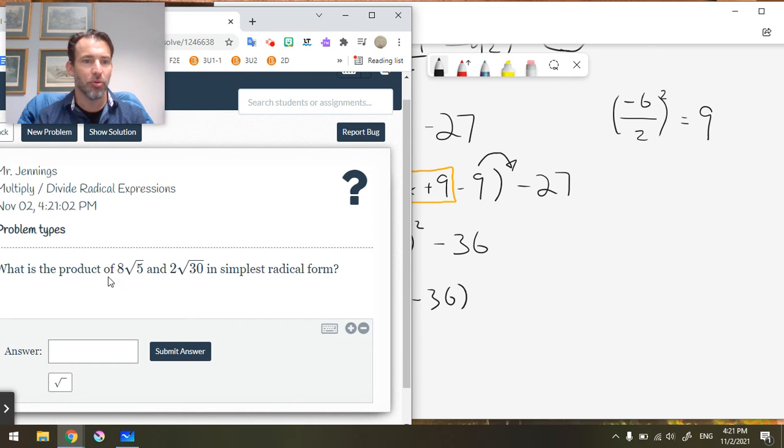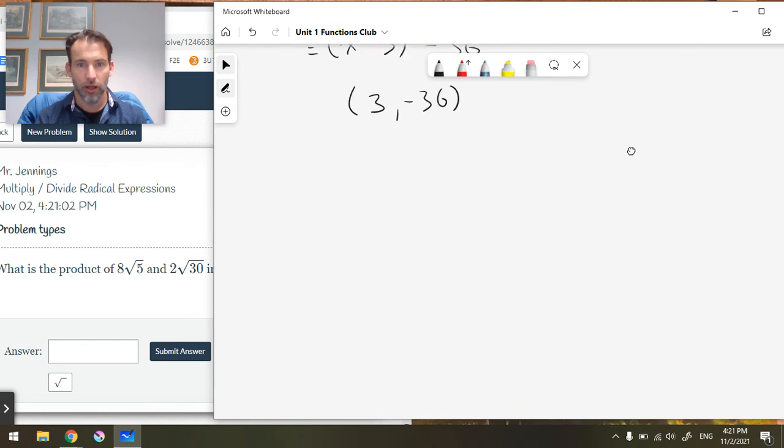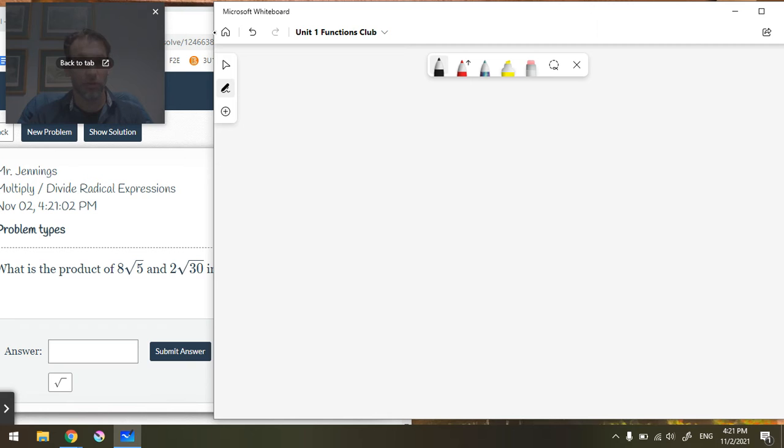Okay. What is the product of 8 root 5 and 2 root 30 in simplest radical form? Well, let's get some more whiteboard here. Copy it out. The product. What's the product mean? Product is another way of saying multiply.